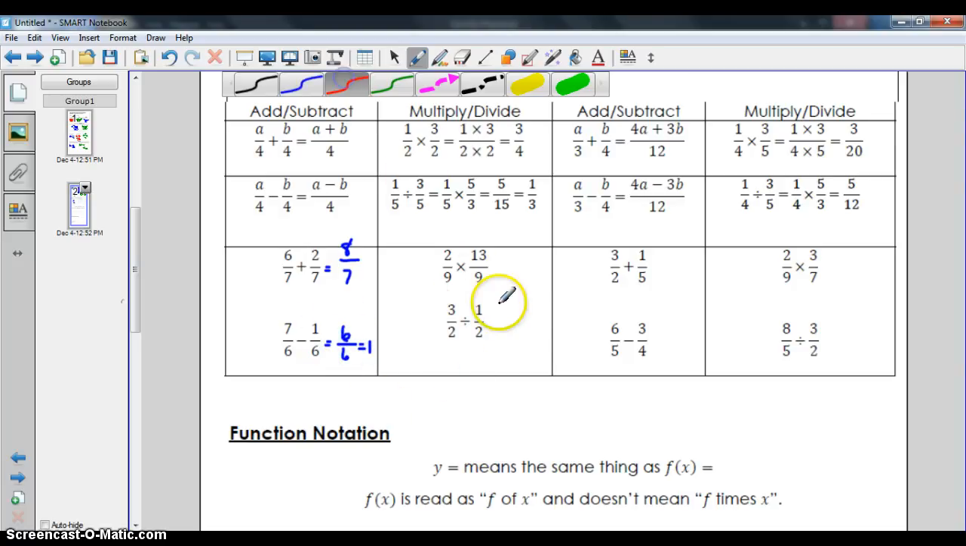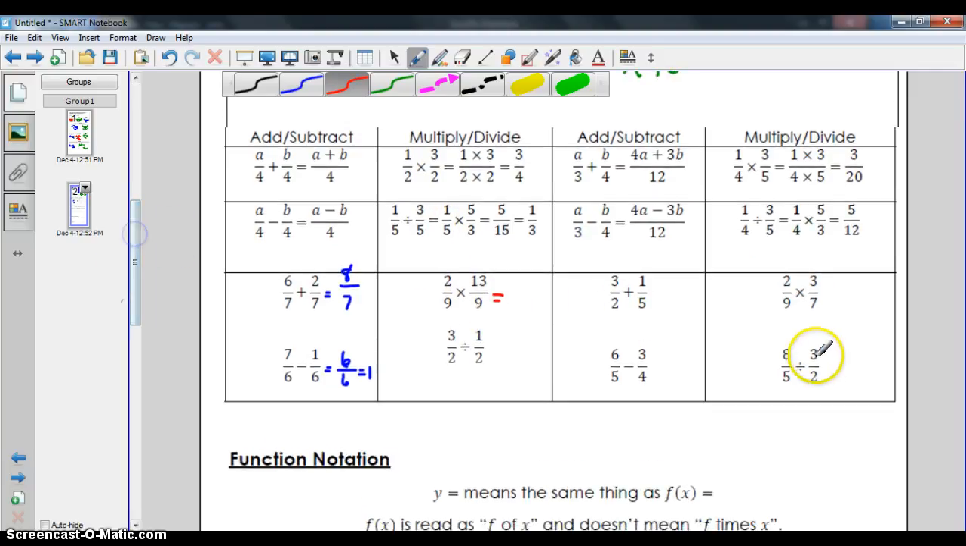When it's multiplication, you just multiply across. It doesn't matter if it's a like denominator, because when multiplying, you just multiply across. So 81 and 26. And we can't reduce that, so we're done. Same thing over here, unlike bases, still multiply across. And can't reduce, so we're done.